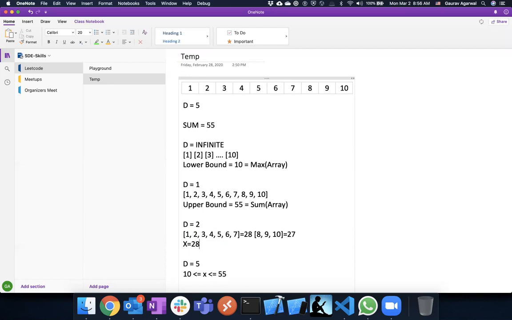If we go below 28, let's say 27, then again we have two shipments, but we have to fit them and give it a try to see if that works or not. So that's how we come up with x as 28 if we have 2 days.